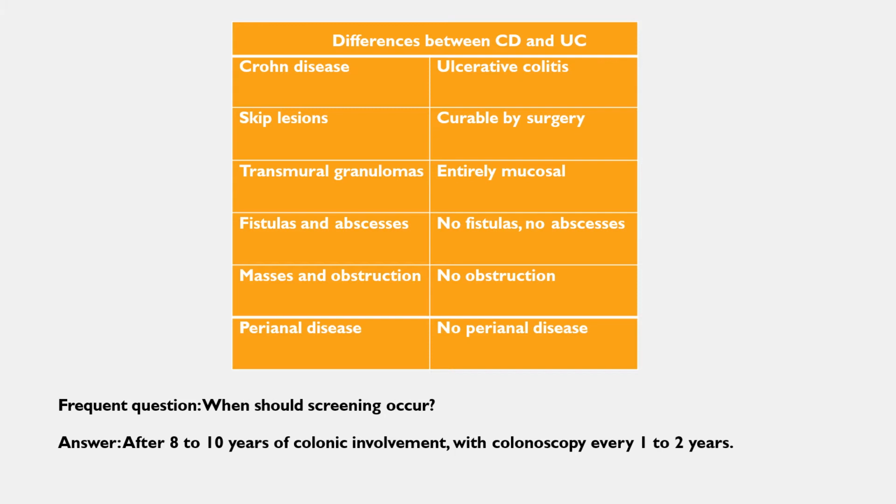In contrast, UC, or ulcerative colitis, number 1, can be curable by surgery. Number 2, it is entirely a mucosal problem. Number 3, no fistulas, no abscesses. Number 4, no obstruction. And number 5, no perianal disease.